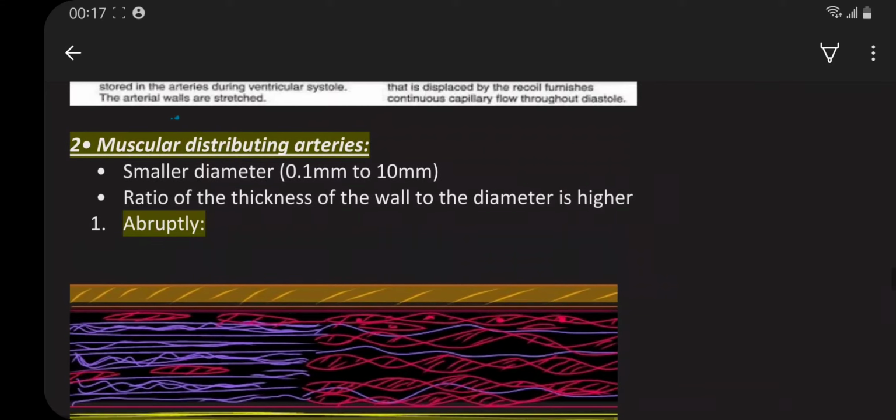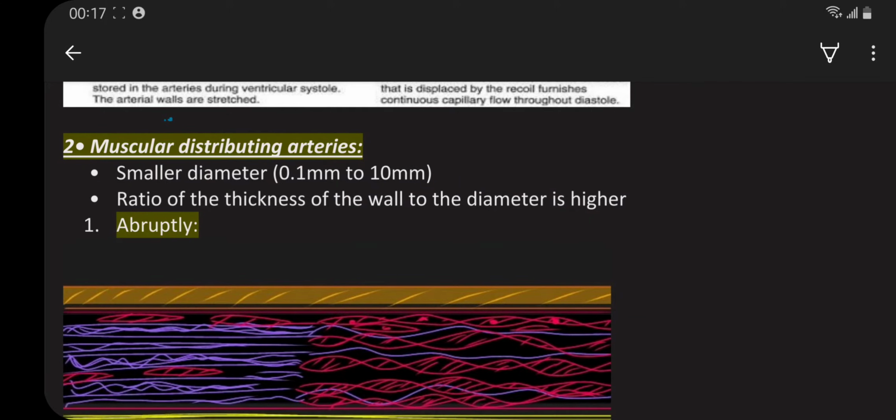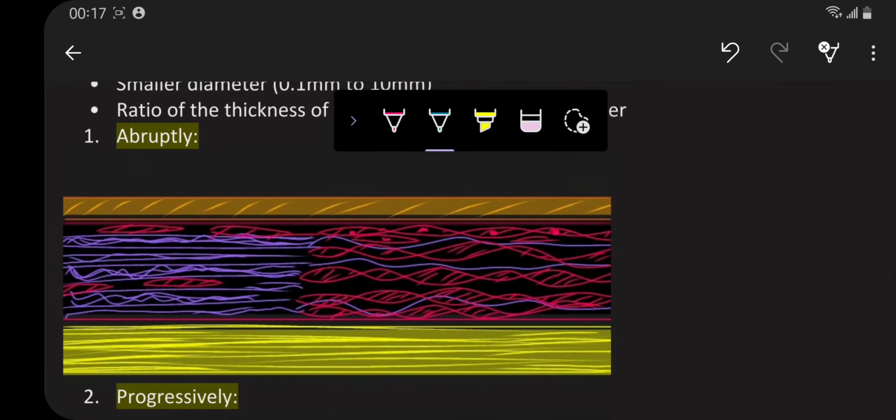Now you might wonder, how do we transition from an elastic to a muscular pattern? Well, this happens in three ways. It can happen abruptly, which means it happens suddenly, as shown in this illustration right here. So we have this transitional zone, and it just happens super suddenly.